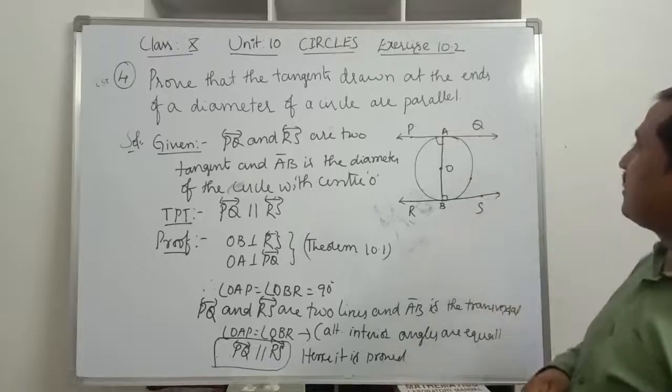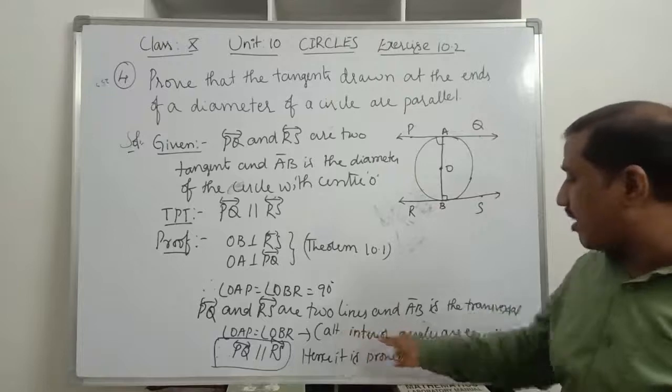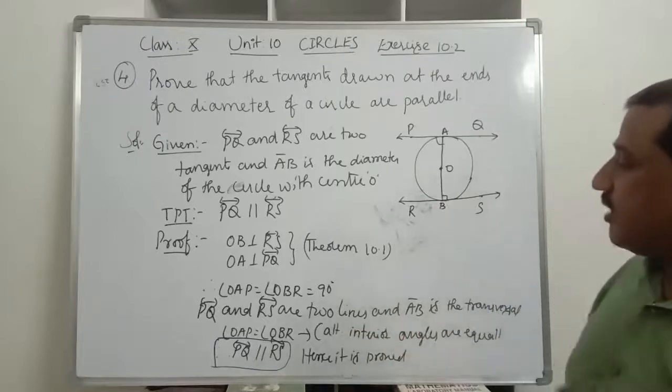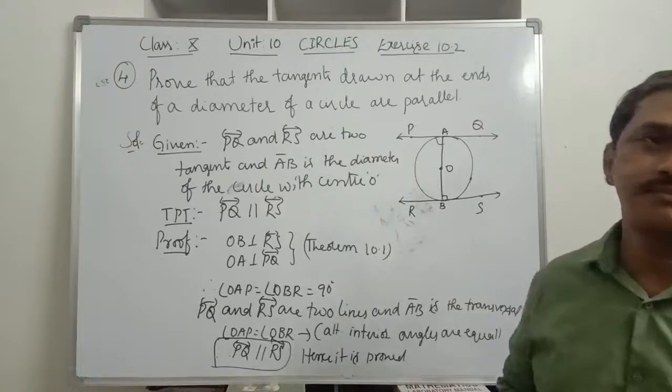Here AB is the transversal, and PQ and RS are the two lines. One pair of alternate interior angles is equal. Therefore, the two lines are parallel to each other. Is it clear, children?